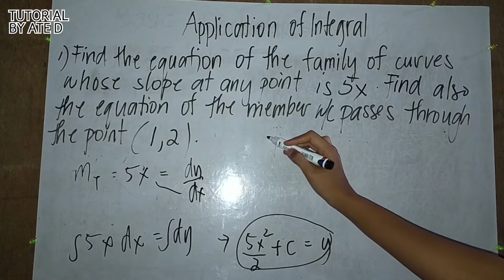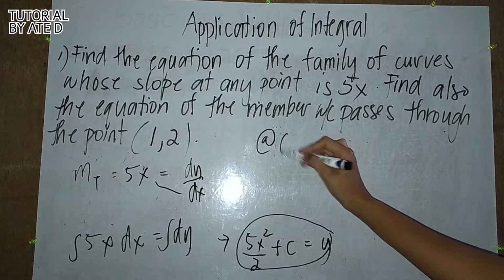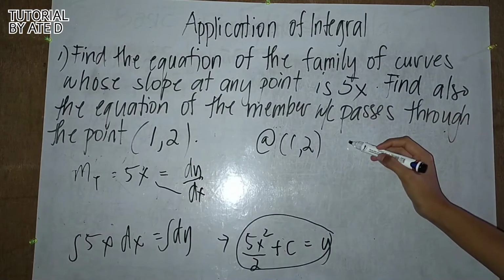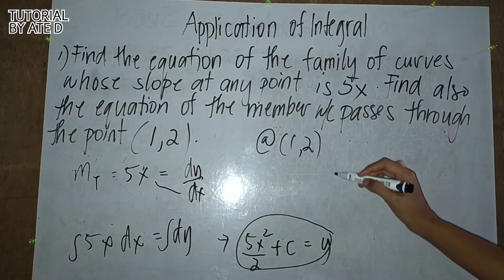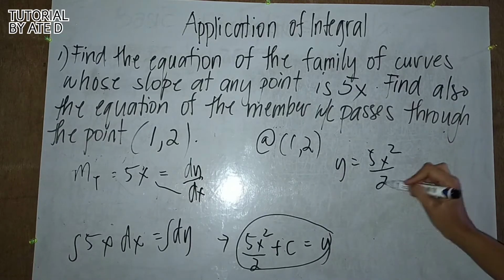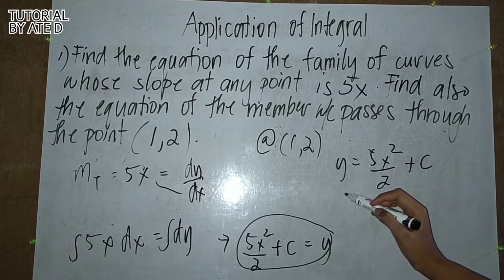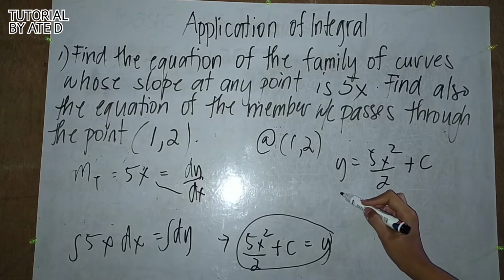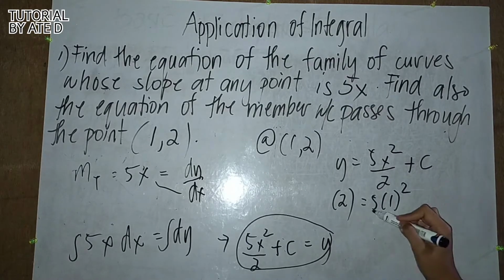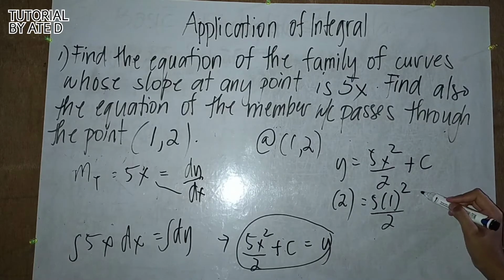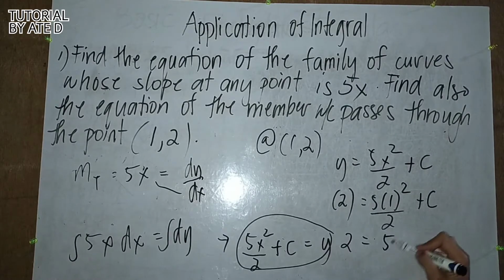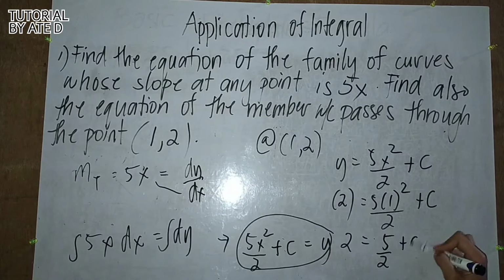So, point at (1, 2). Ngayon, ang kailangan lang natin gawin ay mag-plug in ng values. So, y is equal to 5x squared all over 2 plus c. The value of y is 2, is equal to 5(1) squared all over 2 plus c. So, 2 is equal to 5 all over 2 plus c.